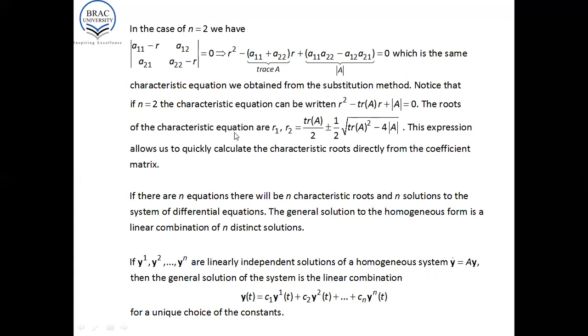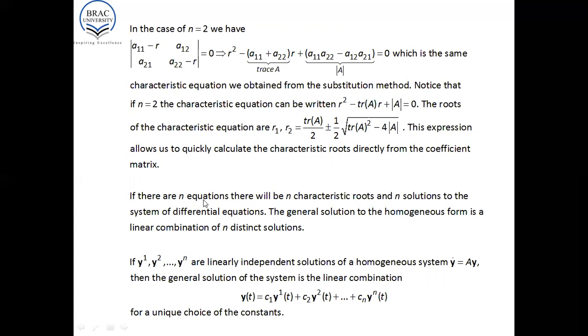The roots of the characteristic equation, r1, r2, are the trace of A divided by 2 plus minus half the square root of trace of A squared minus 4 times the determinant of A. Now, this expression allows us to quickly calculate the characteristic roots directly from the coefficient matrix. So if you have the coefficient matrix, use this formula and you'll get the characteristic roots directly.